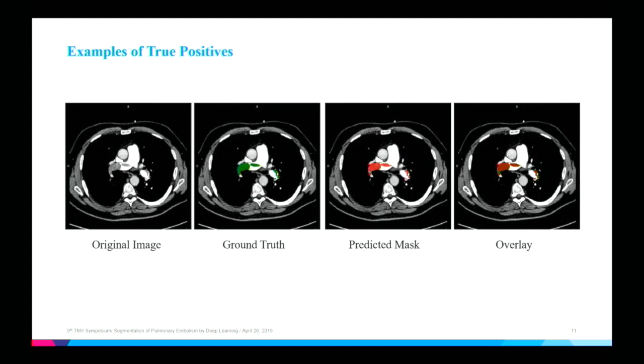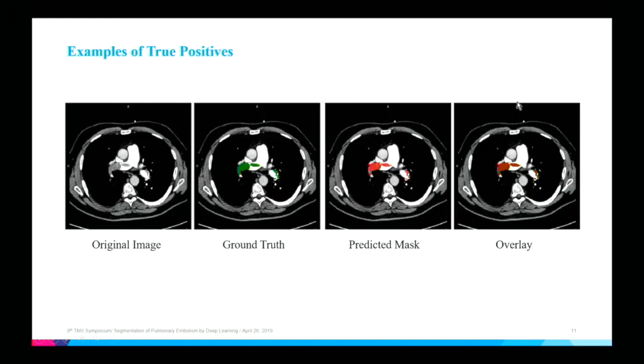Here is a very successful, toy example of an image. This is the original image, this is the ground truth generated in syngo.via, and this is the predicted mask. And we overlay the predicted mask on the ground truth, which comes with this image. So it's almost the perfect example.